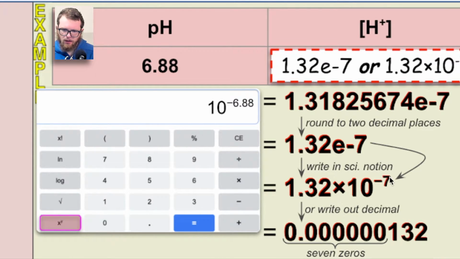This negative 7 means that we're going to move the decimal point 7 times to the left. So what that would give us is 7 zeros, including the 0 before the decimal place. So times 10 to the negative 7 means we're going to have 7 zeros, including the 0 in front of the decimal place, before we get to our first number from here. So our answers could be really any of these three: 1.32 E negative 7, or 1.32 E minus 7, or 1.32 times 10 to the negative 7th power, or 0.000000132. All of those would be correct answers.